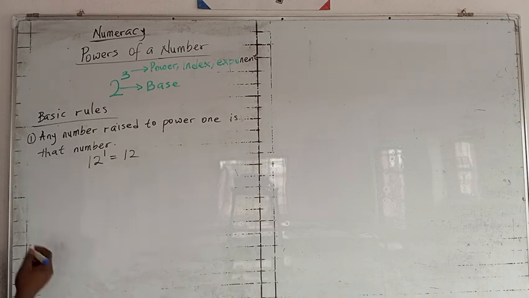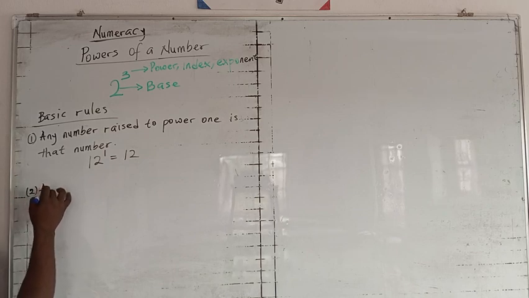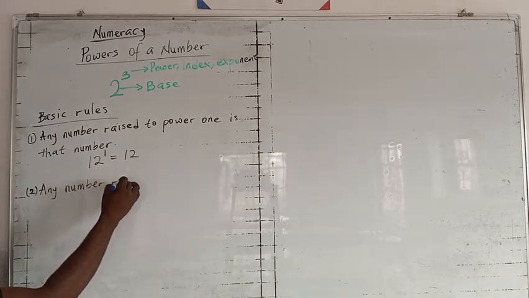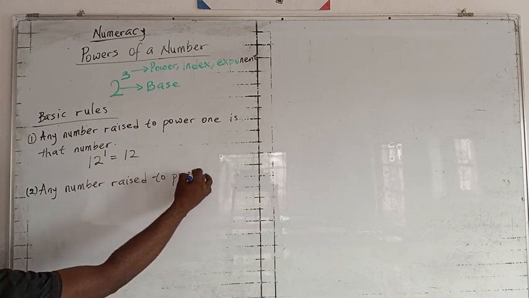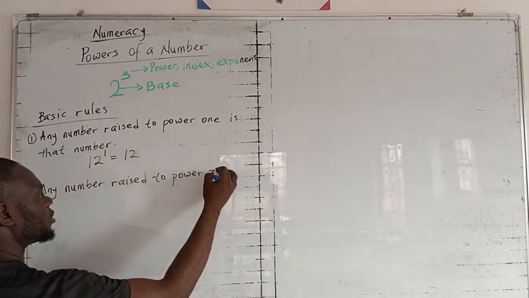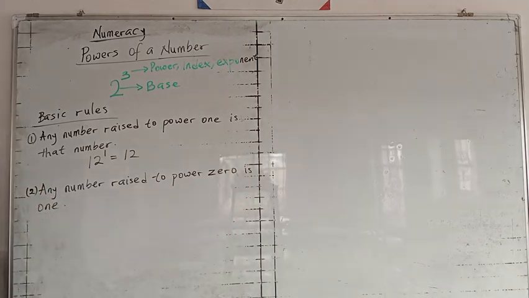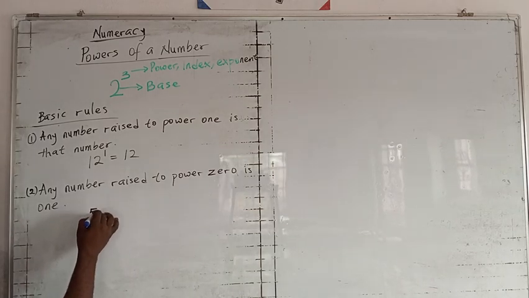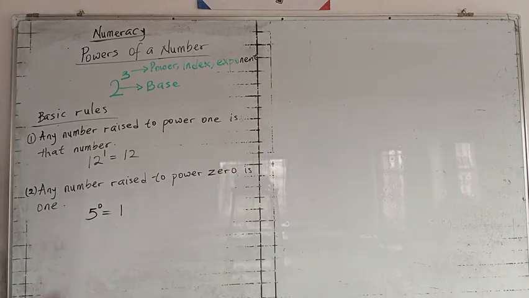Then the second rule, rule number 2, says that any number raised to power 0 is 1, meaning that 5 to the power of 0 equals 1. Alright, so these are the basic rules of powers of a number.